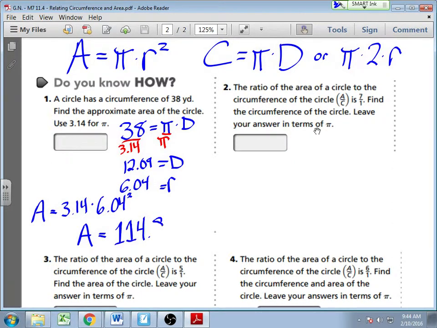And I got 114.85. And would it be yards squared? Because my circumference was in yards. You are correct, this would be yards squared.